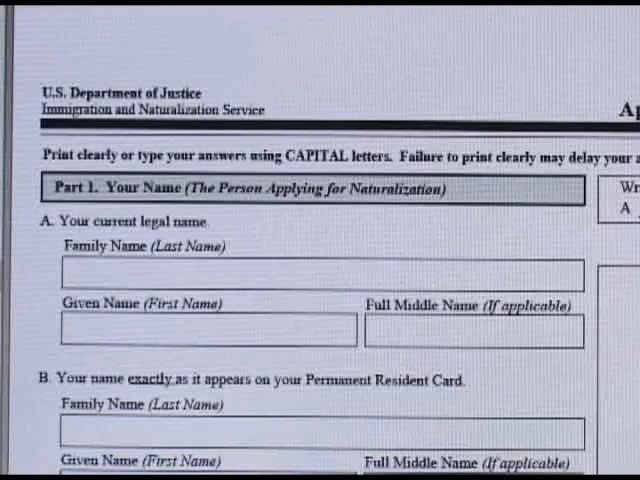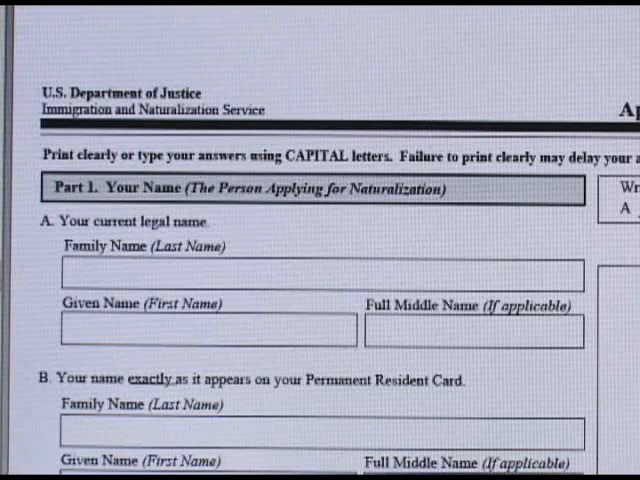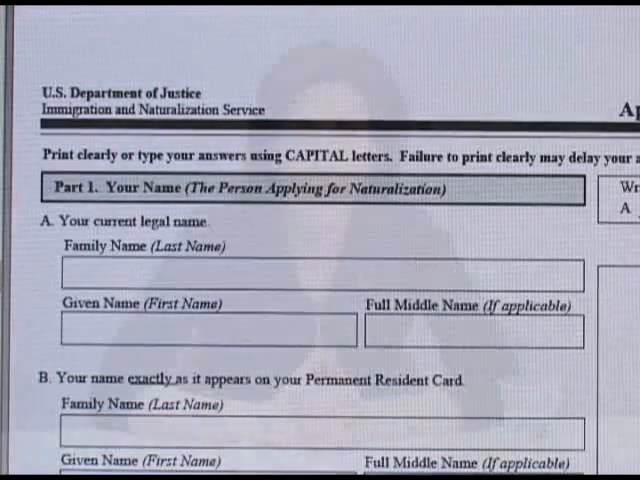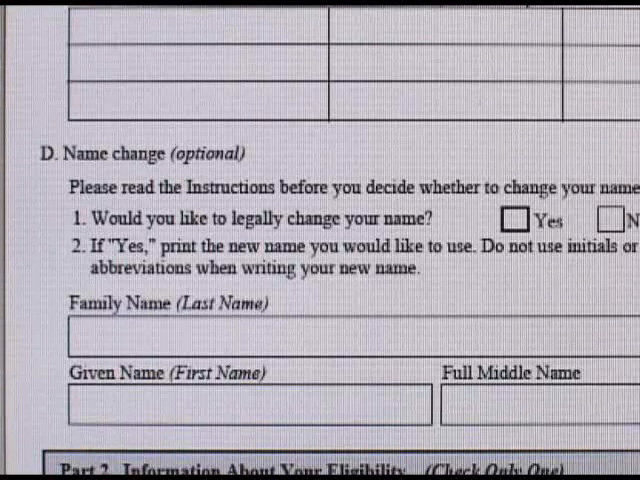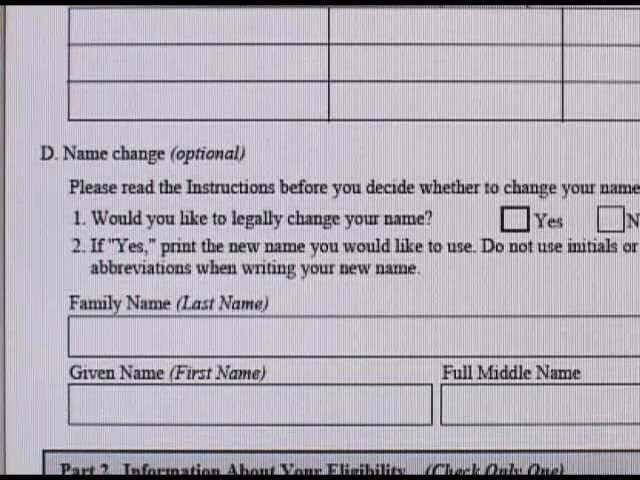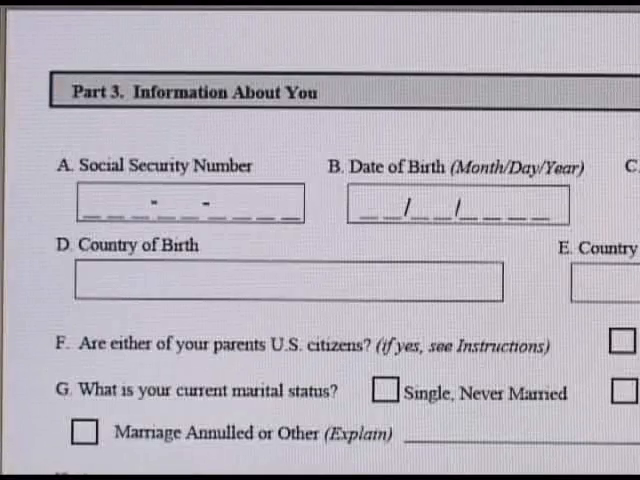Part 1 asks you for your current legal name. That is the name used on your documents. Part B asks you to list the name exactly as it appears on your green card. If your name is not spelled correctly on your green card, write your name with the same mistake. If you wish to change your name in any way, even if it's just the spelling, you need to enter the name in this section. If you do not wish to change your name, write NA, not applicable, in Part D of Part 1. Let's go to page 2.